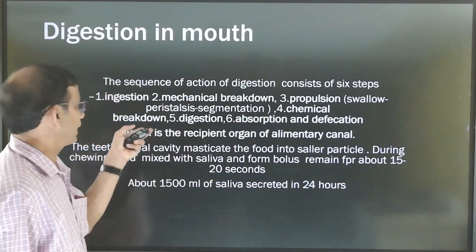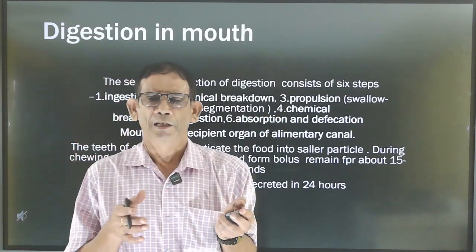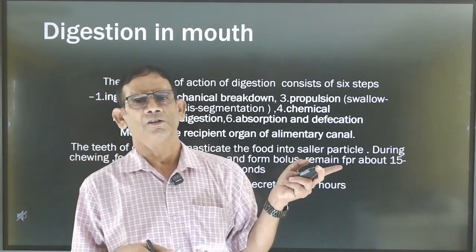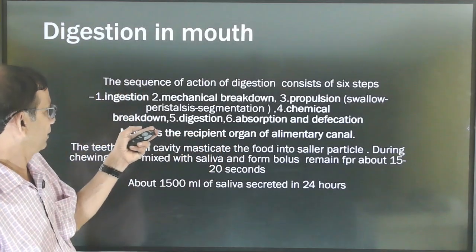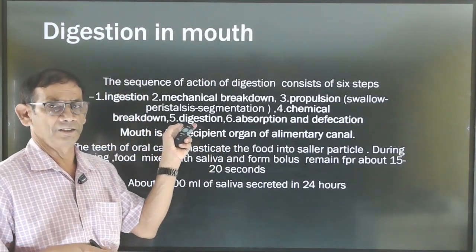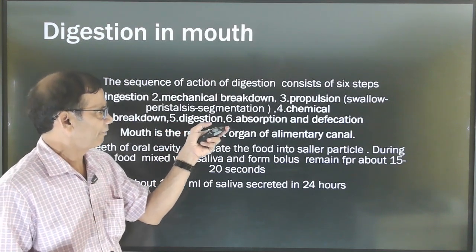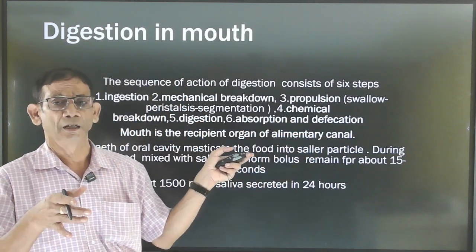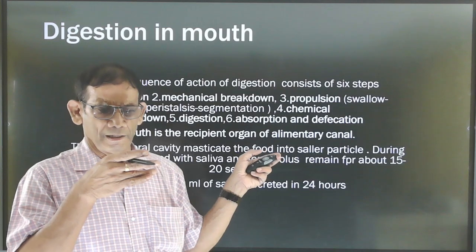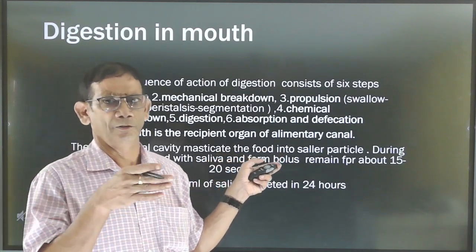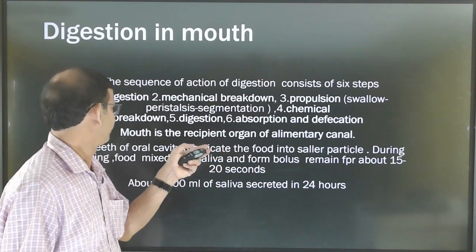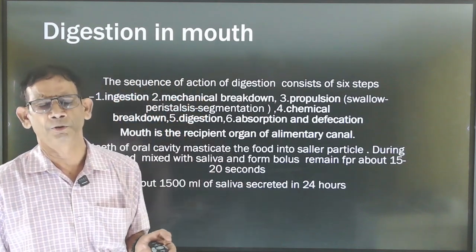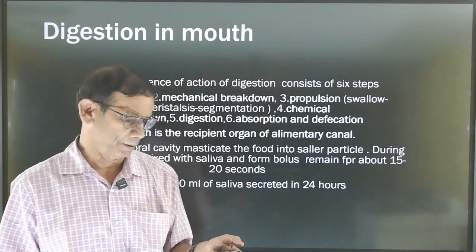And the next one is chemical breakdown. Chemical breakdown means the complete digestion of food materials, particularly with the help of enzymes. When this is completed, complete digestion has occurred, and after this absorption occurs in the small intestine, and defecation occurs through the large intestine, particularly through the rectum and anal canal. So, actually, the mouth is the receiving organ of the alimentary canal, which takes the food and forms the bolus with the help of saliva.